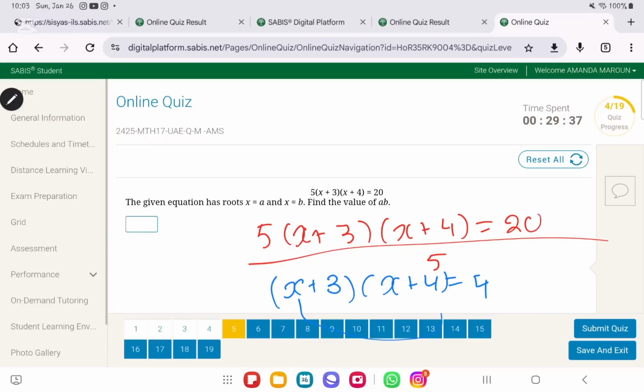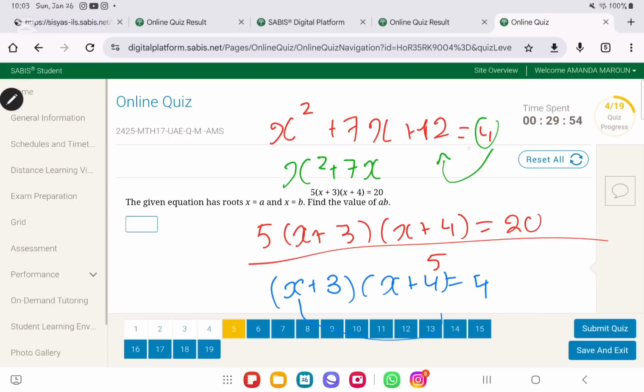So let us multiply this, okay? If we multiply it, it's going to be x squared plus 7x plus 12 is equal to 4, okay? You are going to move this to the other side, so it's going to be x squared plus 7x plus 12 minus 4, which is 8. Now, they said the given equation has roots x equals a and x equals b. They need to find the value of ab, or in other terms, they need to find the product.